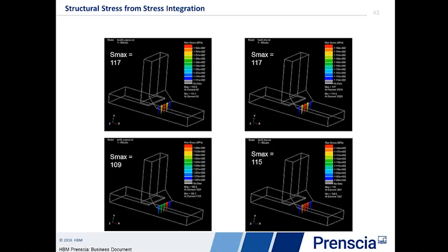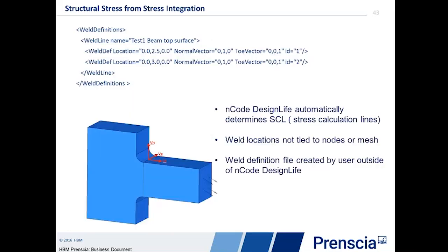The only real requirement I have on the mesh is that I have at least 3 elements through the thickness where we do the integration. And once we've done the integration, what we end up with now is basically a top and bottom stress on the solid portion of our weld that we use in the same fatigue path that we use for shells.